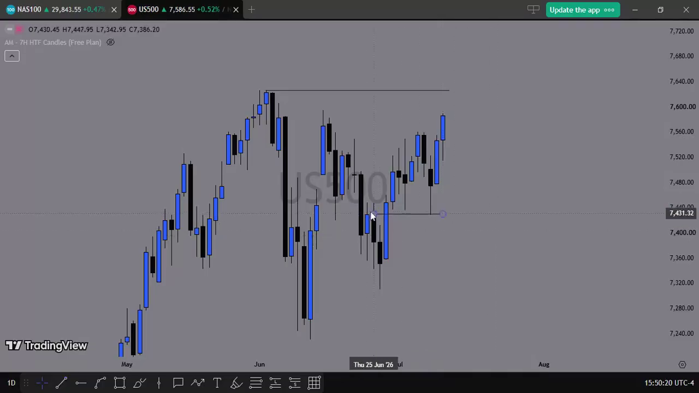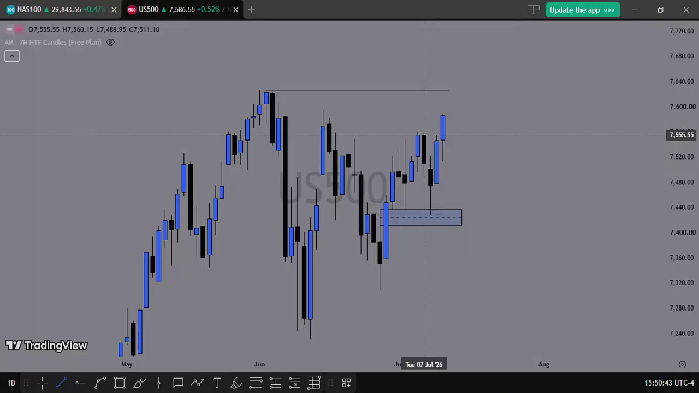We have that change in state of delivery right there, that order block. Okay, we see price retesting that level right there. We also see price rebalancing this fair value gap right here and reacting off the premium high of that fair value gap. That is a good indication of bullish price action.